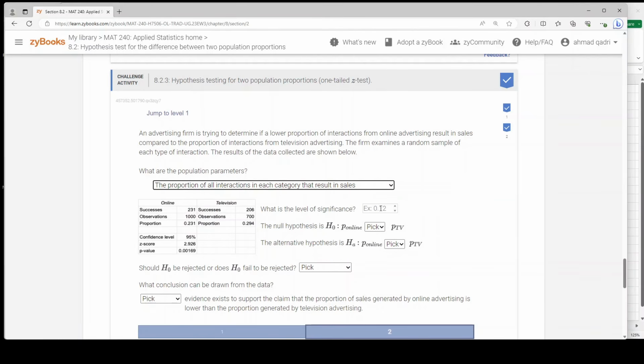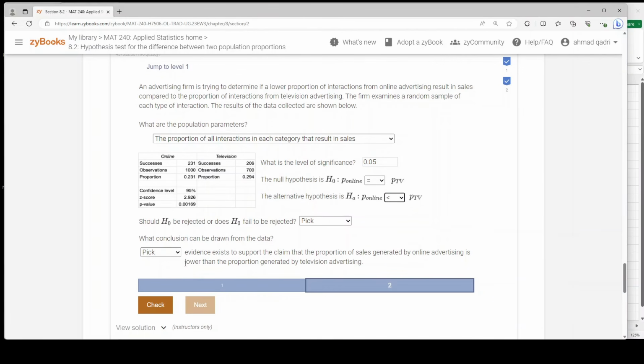What is the level of significance? You can see in the table here, we have the confidence level as 95%. So level of significance is 5% or 0.05. The null hypothesis is that the proportion online equals the proportion of the television, and the alternative is that online is less than television. Now, should the null hypothesis be rejected?